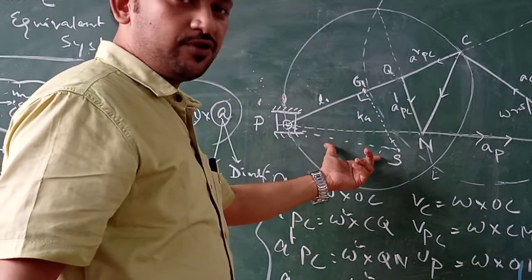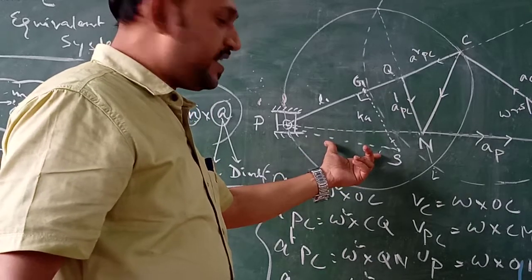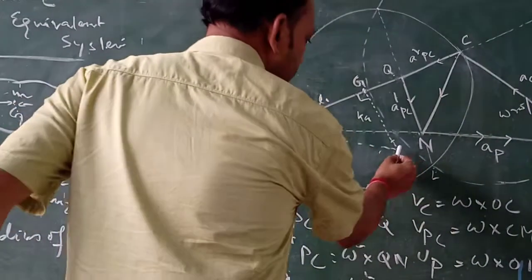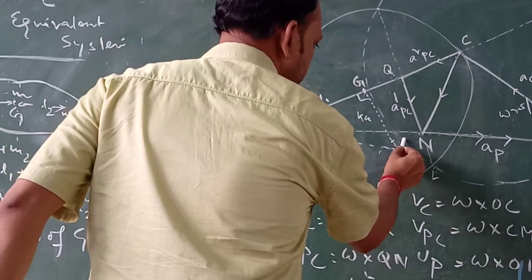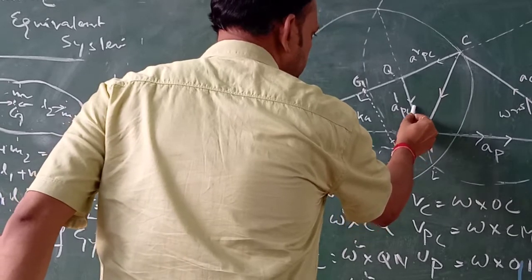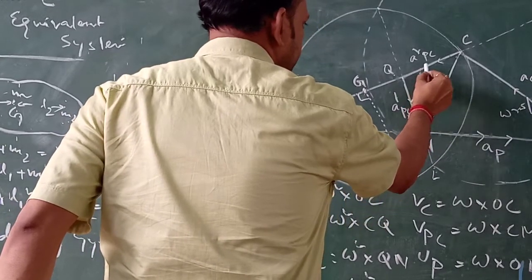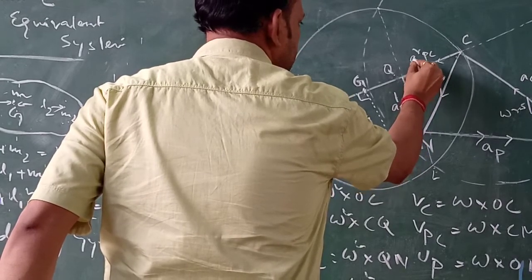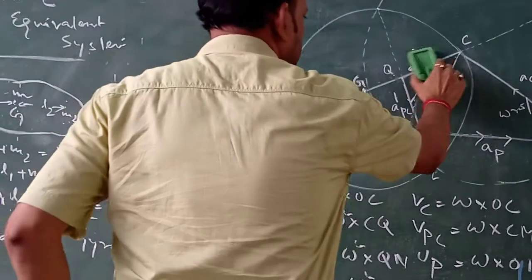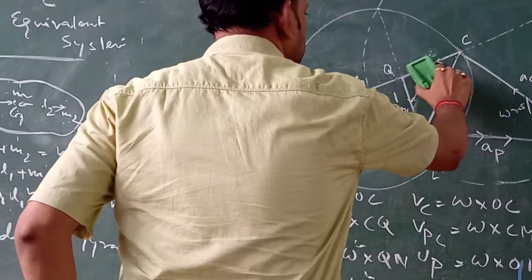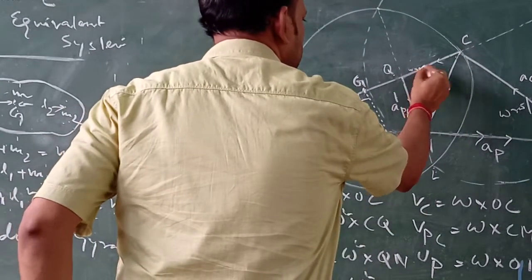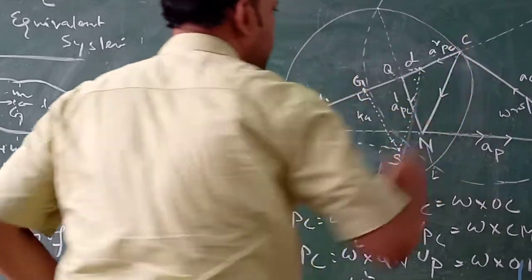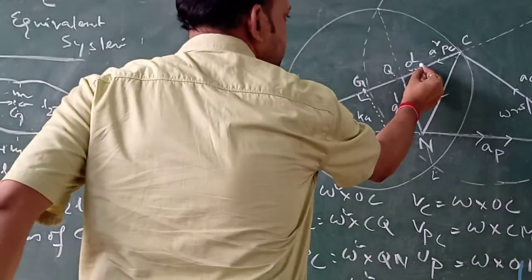Now the thing that we will be doing is that with PS as the base, we will be erecting one perpendicular. So we will be drawing one line which will be perpendicular to PS, and let this point be small d. So this point is D.